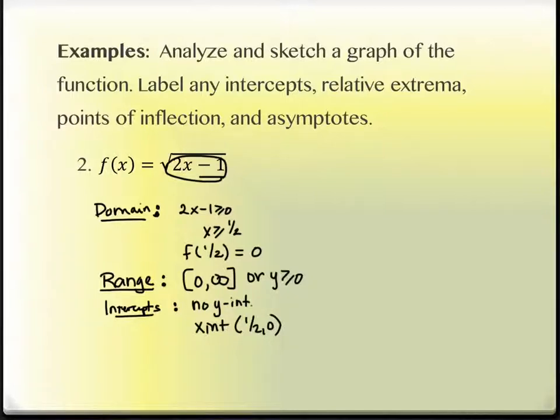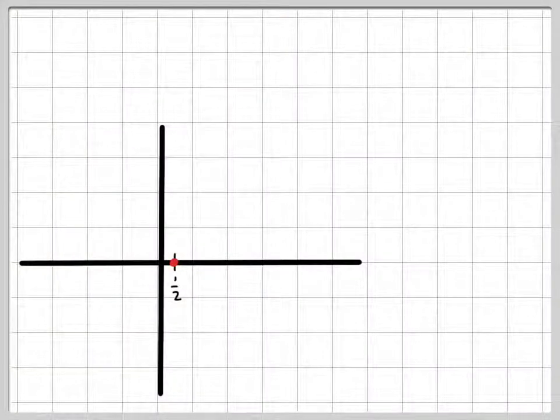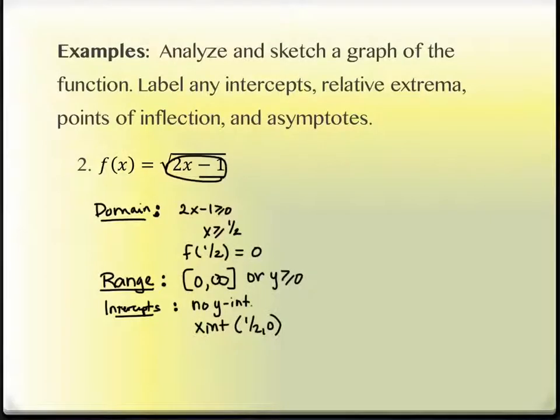Above the x-axis. Now, you probably know roughly what this graph looks like. Yes, Eric? Shouldn't there be a bracket around the infinity and not on top of the bracket? There should be a parenthesis around the infinity, yes, because we don't equal it. Thank you. We can equal 0 for a y value, but infinity is not a number, it's a concept.